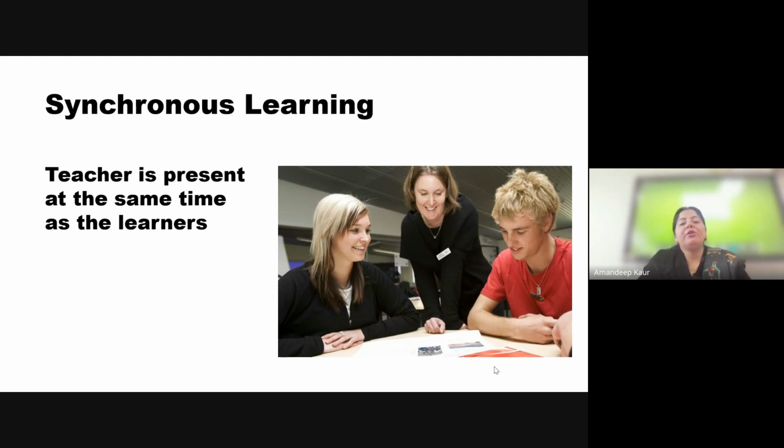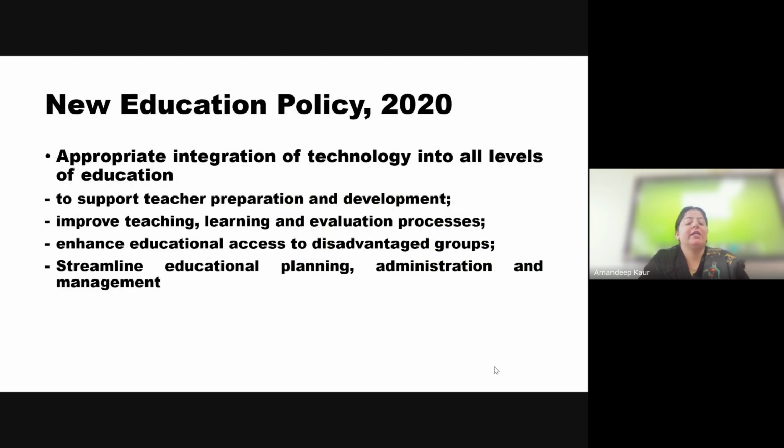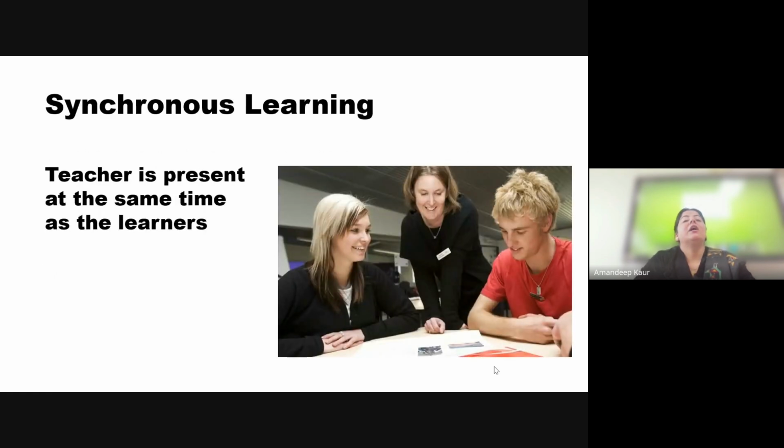So what kind of learning environment are you going to create after that? There can be two different kinds of learning environment that a teacher can create. One is the synchronous learning environment, and another is the asynchronous learning environment. When I'm talking about the synchronous learning environment in simple layman language, it is when the teacher is present at the same time as the learners.